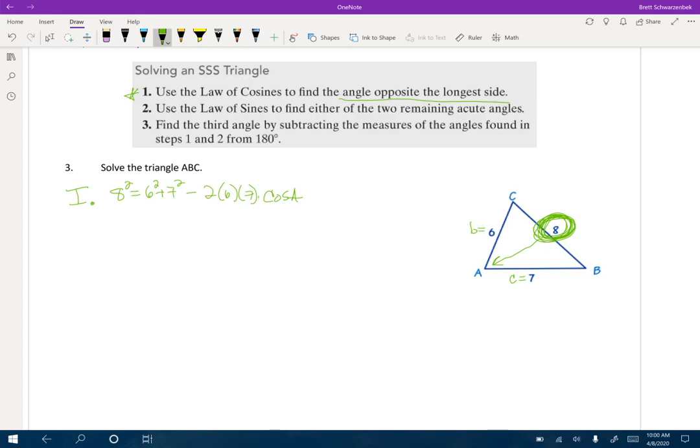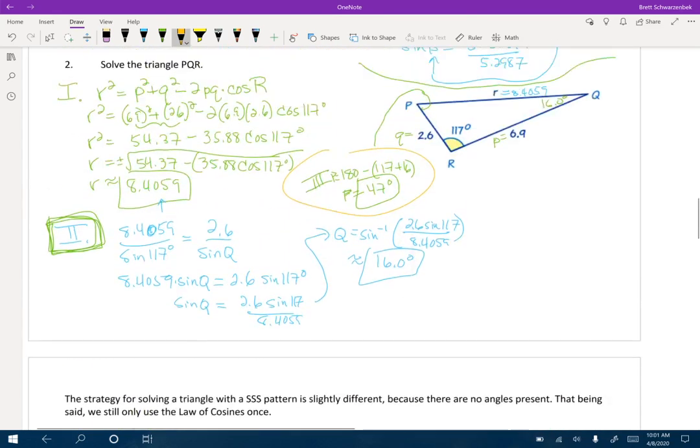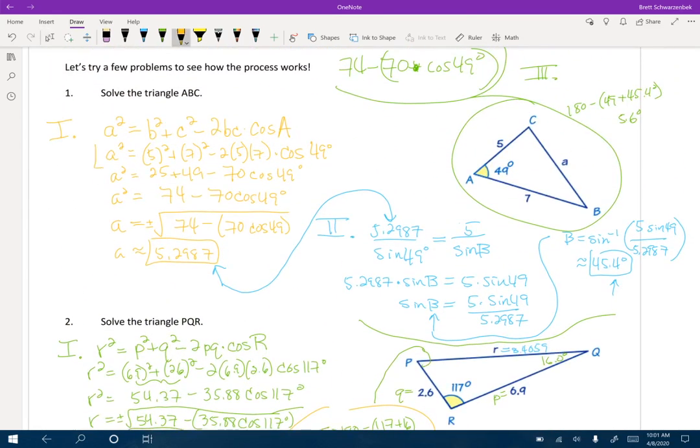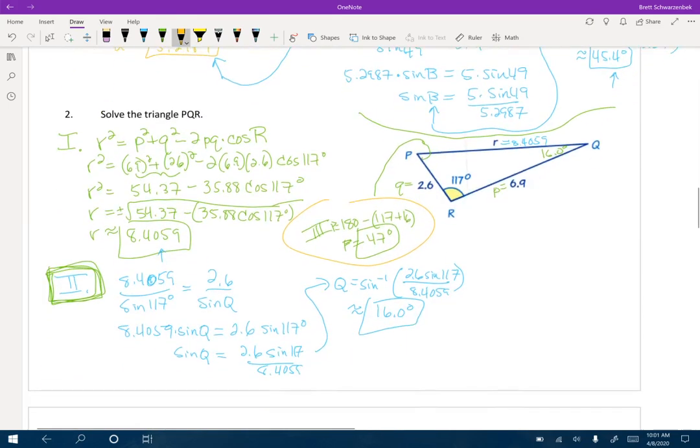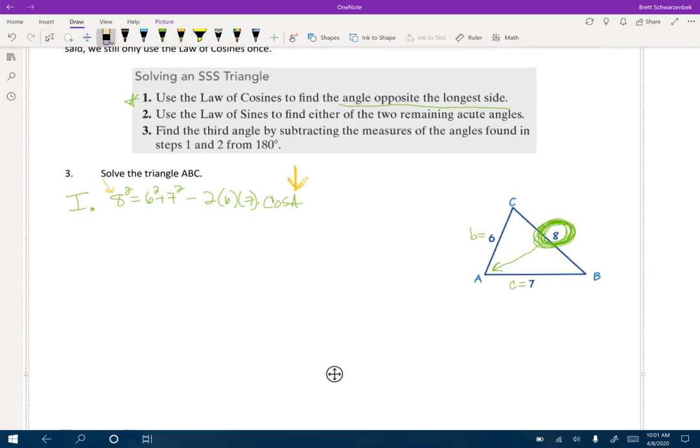So what's changed? Our missing variable is no longer here, it is here. Remember, let's go back to our first problem. Where was the missing variable? It was here, and we had an angle. So now it's going to be the opposite. Now we no longer have the missing side over here, but instead the missing angle is over here. So that's going to change a little bit how we solve it, but that doesn't mean we don't find the missing pieces the same way. So what do we do? We just solve.